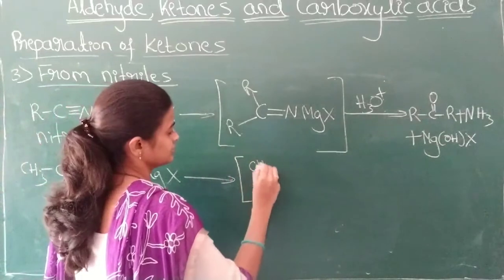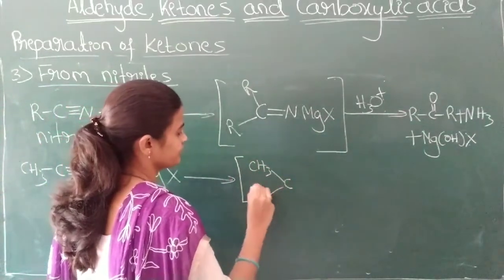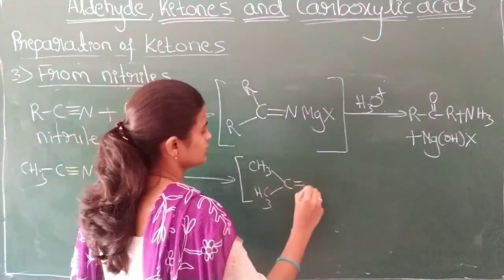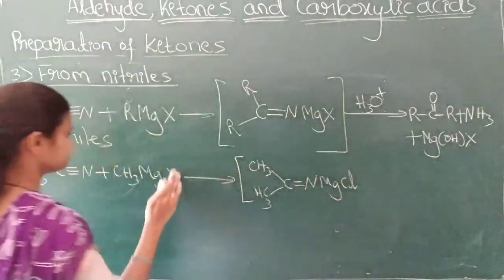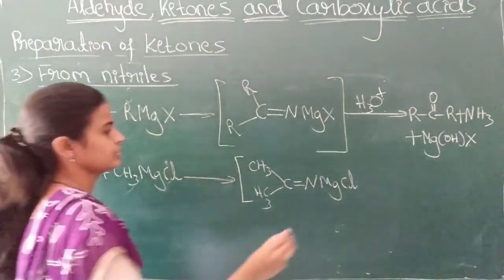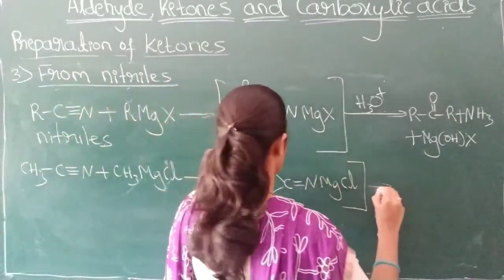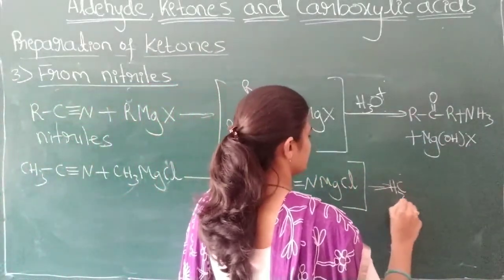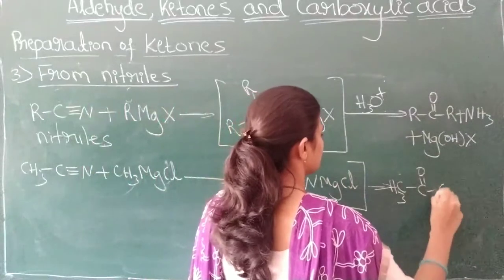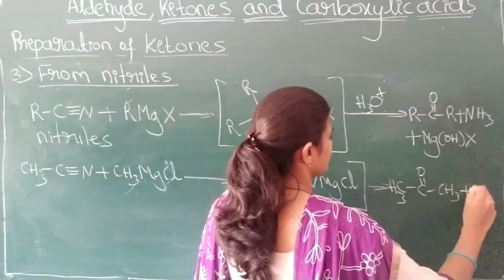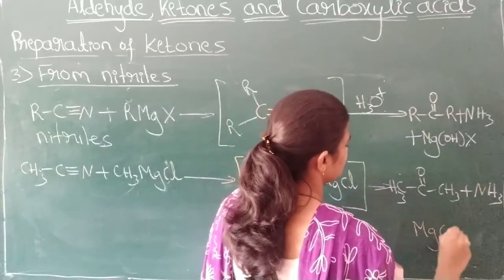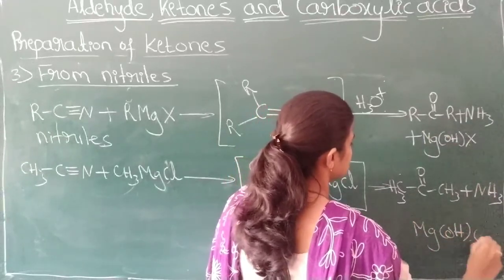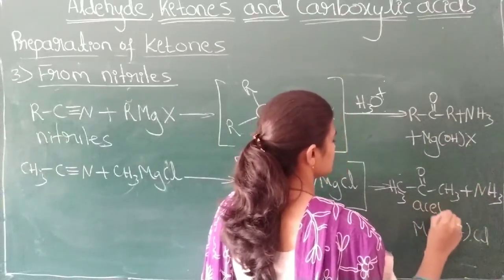Okay, CH3, CH3, MgCl. Okay. Next it gives acetone as a product plus ammonia and MgOHCl. This is acetone as a product.